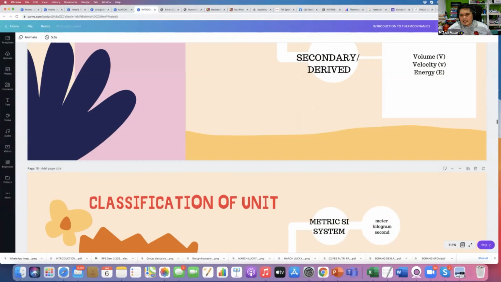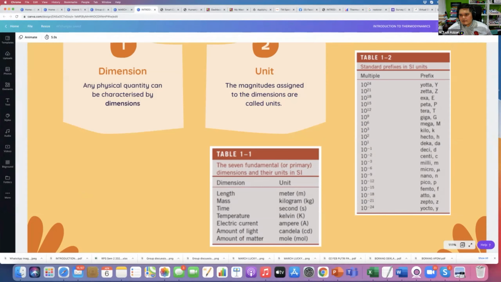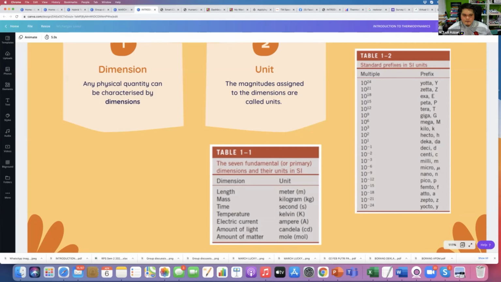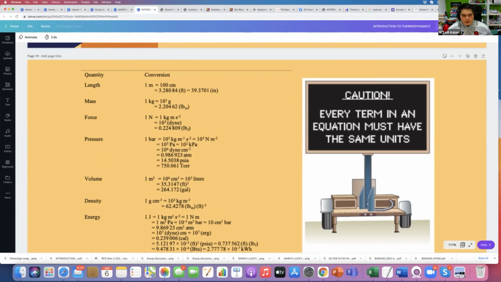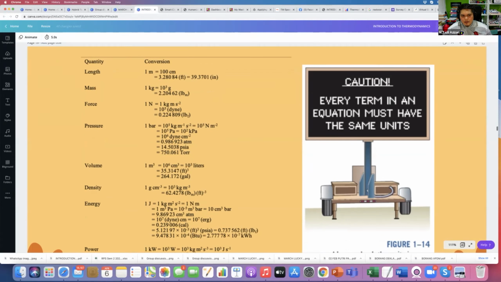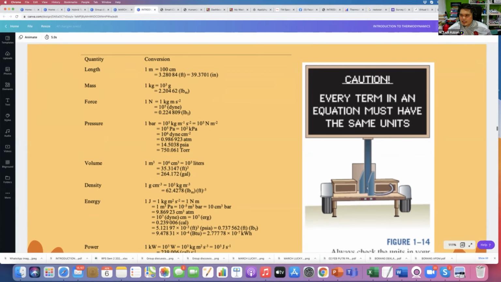So dyne is actually what you can get from here, which is 10 to the power of 5 dyne. And then there are different units for pressure as well. You can see that a lot of the time pressure has a lot of units and conversions here. So 1 bar is equivalent to 10 to the power of 5 kilogram per meter per second square, which equals 10 to the power of 5 Newton per meter square.